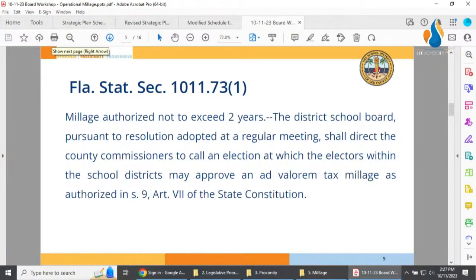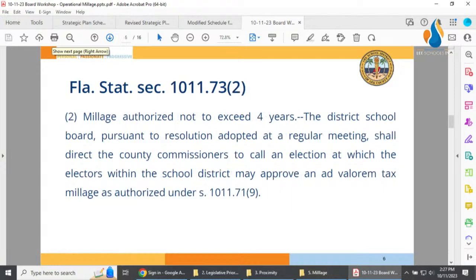Thank you, Dr. Desmore. So let's delve a little bit further into the statute. 1011.73 subsection 1 is the one that discusses not to exceed 2 years. In order to present this, the board would have to pass a resolution that they adopt at a regular meeting and then direct the county commissioners to call an election of the electors to pass this particular millage. Florida Statute 1011.73 subsection 2 is the one that discusses not to exceed 4 years. Same process, to pass a resolution at a regular meeting and then direct the county commissioners to call for an election.